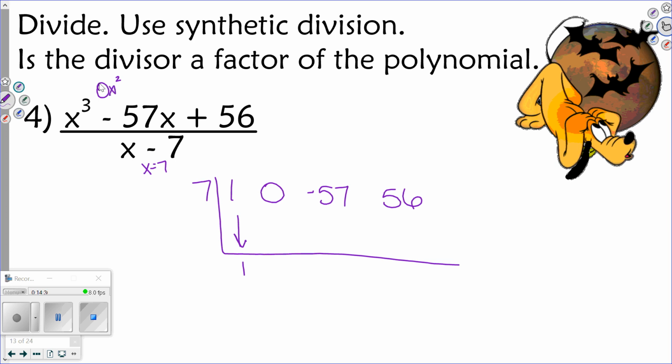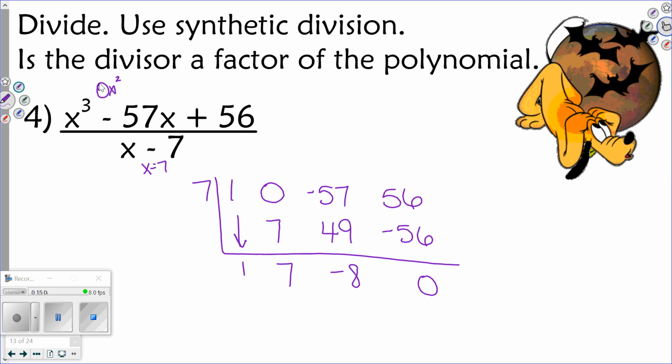All right, so let's go ahead and try this. 7 times 1. 0 plus 7. You'd be shocked how many people miss this. 7, yeah. 7 times 7. -57 plus 49. -8. Watch your signs. And then 7 times -8, 56 minus 56, 0.